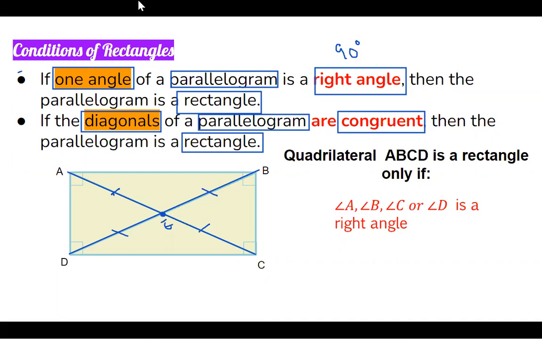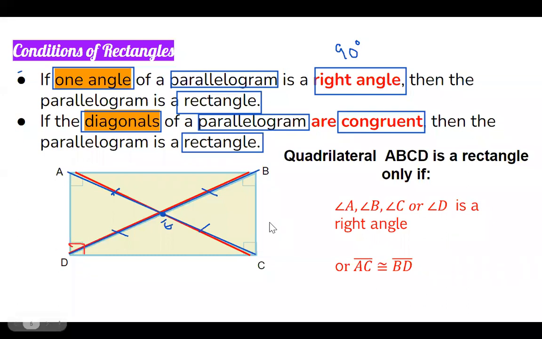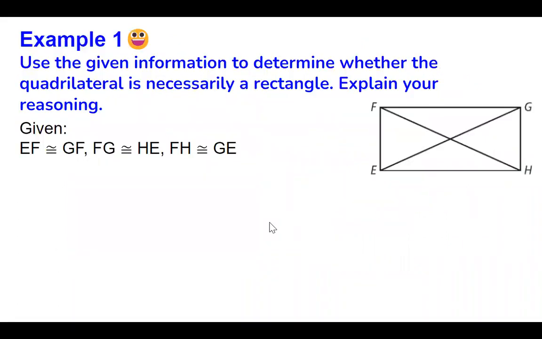Okay. All right. Let's go ahead and go through examples. Let's do number 1. Let's see if the given information is enough to necessarily state that the given quadrilateral is a beautiful rectangle. It could be not. Is it enough? We probably need more, but let's go ahead and see.